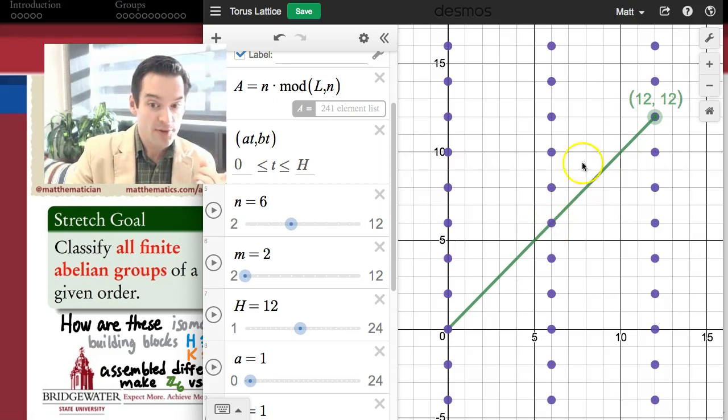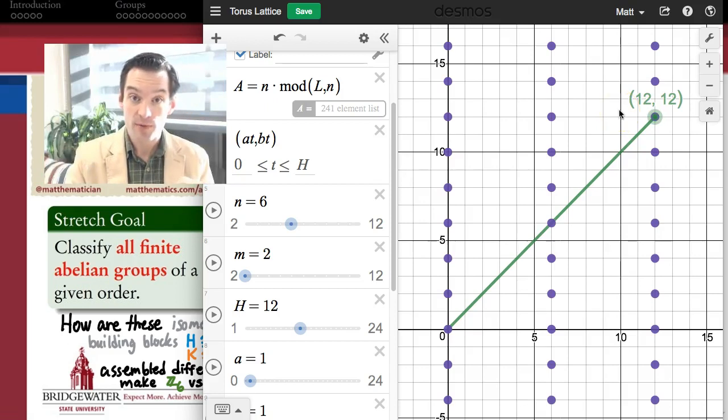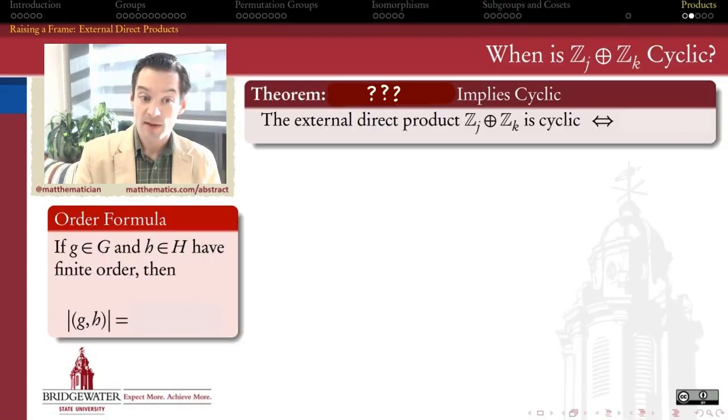But notice what else happens. At the 12th iteration I'm back to the identity again also. So the question is, when I have a product of two cyclic groups of order n and order m, what is the order of an element in that product? And then, under what circumstances is that direct product group a cyclic group? So as you might expect, the answers to those two questions are related one to another.